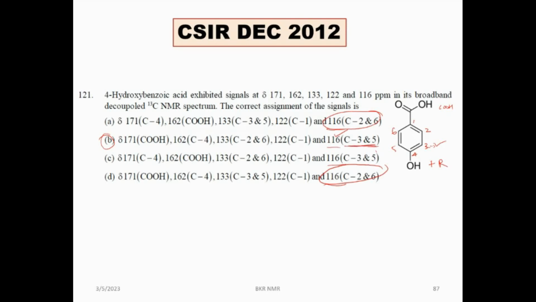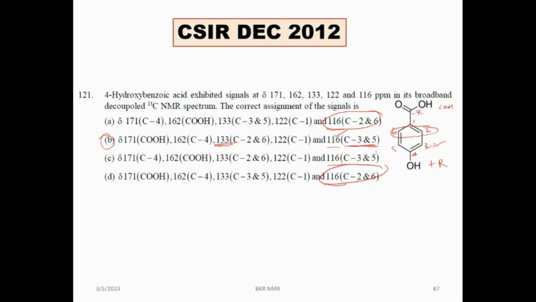Then what else? What two else? 2 and 6 are near the electron withdrawing group, ma'am. Okay, so the C double bond O, the carboxyl, is a minus R group, so they will be de-shielded. So 2 and 6 will be de-shielded, and you are saying its value could be 133. Then what else? For the carboxyl group, the value will be high, ma'am, 171.